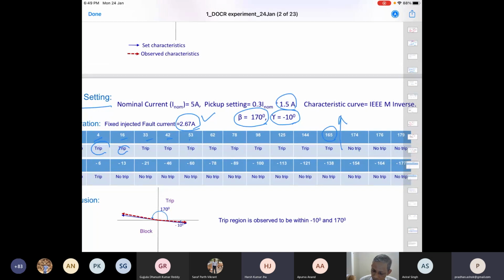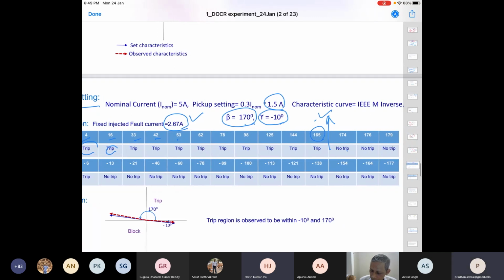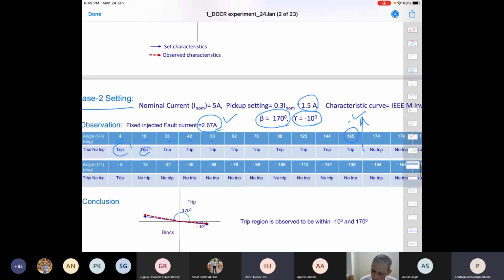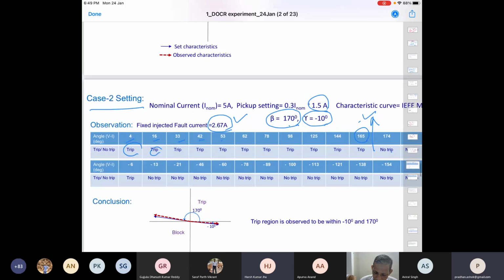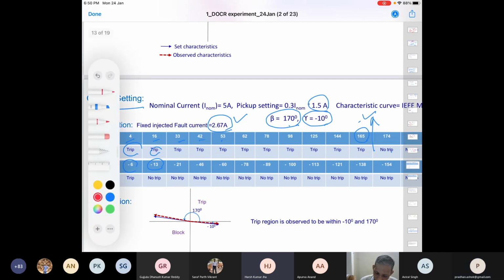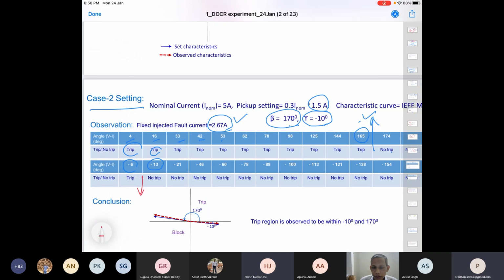So this is the transition. What is our setting? 170. So this is justified. And then this is no trip, and when you go to the minus side, minus 6 and minus 13. So you see here the corresponding conclusion: this is the marker here, transition. The transition is also clearly the minus 10 here. So that is also satisfied.